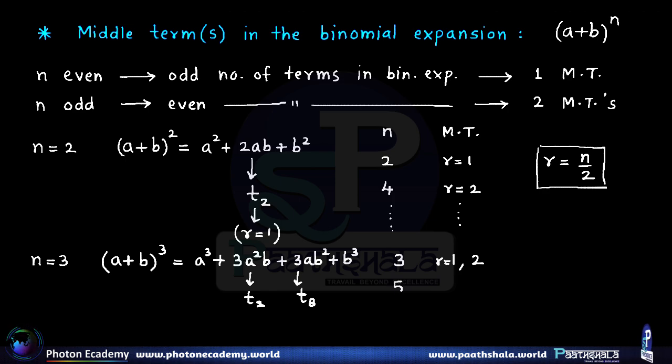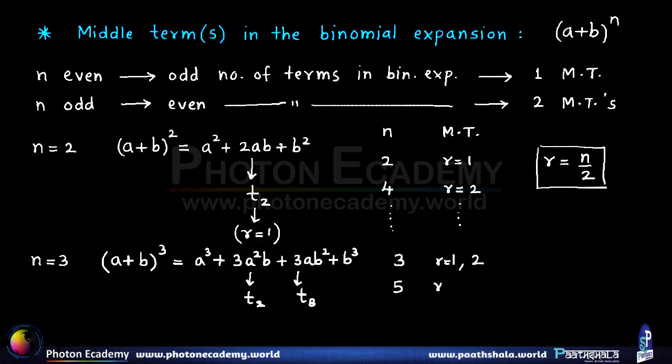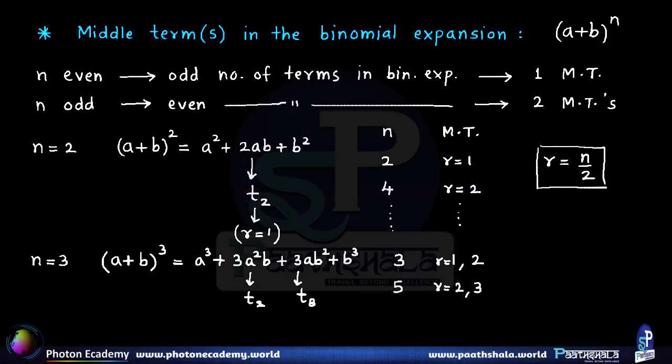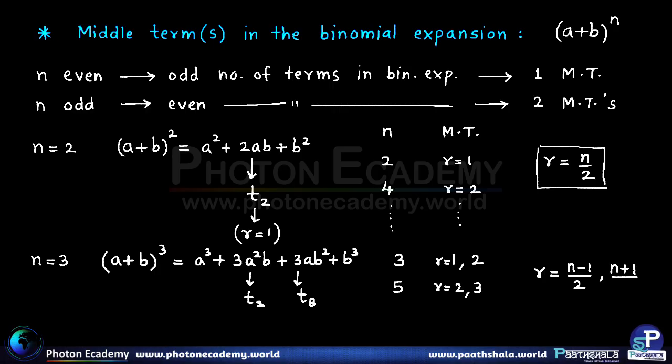Now when we have n equal to 5, which is again an odd number, it will have 5 plus 1, that is 6 terms in the expansion. So in that case, we know that for the 6 terms, it will be the third and fourth terms which come in the center. So for the third and fourth terms, the corresponding values of r are 2 and 3. So when n is 5, we want r as 2 and 3. So therefore, again generalizing, we can see that r has to be equal to either (n minus 1) whole upon 2 or (n plus 1) whole upon 2.